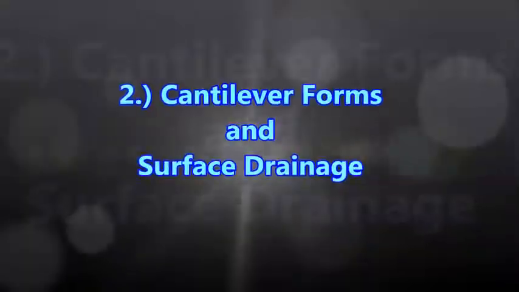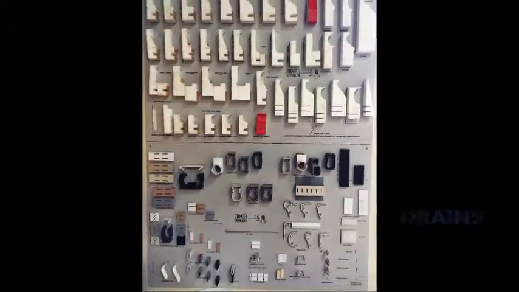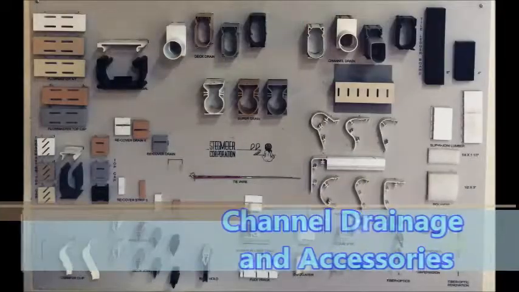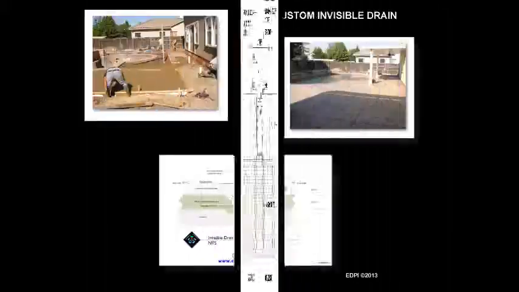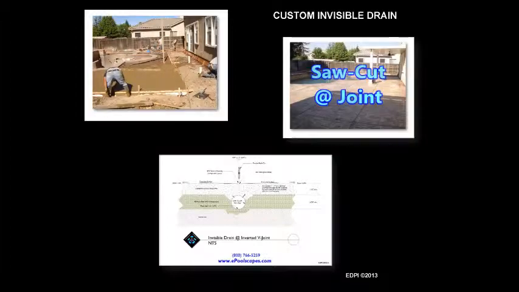Cantilever forms and surface drainage are other considerations regarding swimming pool concrete surfaces. Surface drains can be handled in many different ways. Channel grates are one of the most common approaches, but invisible drains have become increasingly more popular as they eliminate the need for a grate to be visible on the surface.